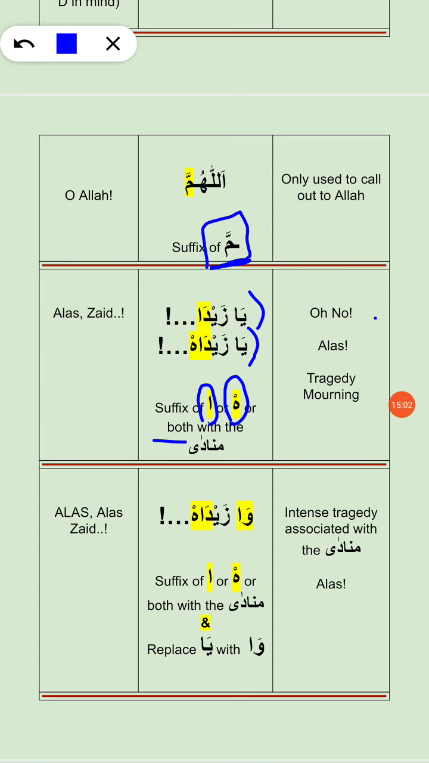So whenever you need to show tragedy that is somehow associated with the munada, you use either the simple suffix, only the suffix of alif, or hey, I'm sorry, ha with the sakoon, or put them both together, ya zaidah. And if it is some intense tragedy associated with the munada, then you replace the ya with wa with the same suffixes: the suffix of alif or ha with sakoon, or both, with the munada. So instead of ya zaidah, it becomes wa zaidah. Okay, so it's that kind of thing.